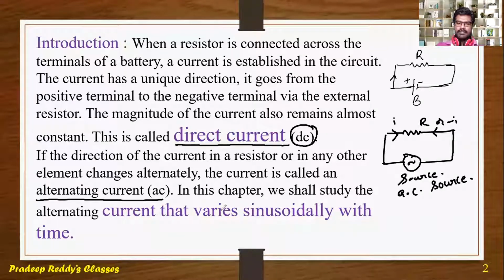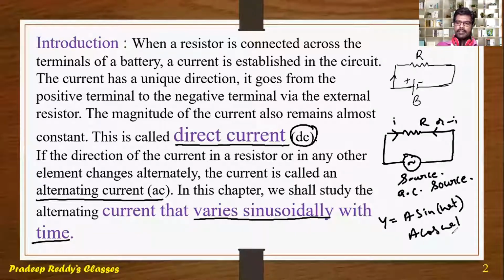Usually the current in this resistor varies sinusoidally with time. Sinusoidal in the sense that you can write it as y equals a sine of omega t, or a cos of omega t. These functions are sinusoidal functions. So the current in this resistor varies sinusoidally with respect to time. Therefore, these are said to be varying alternating currents.